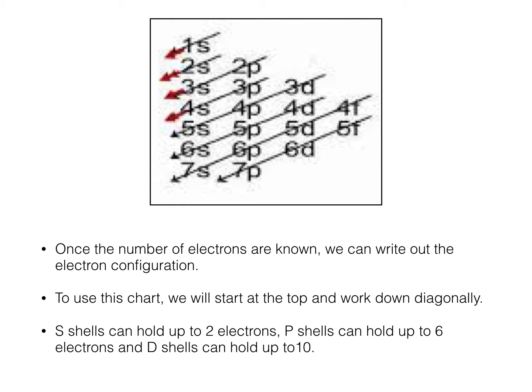Once the number of electrons is known, we can write out the electron configuration. To use this chart, we will start at the top and work down diagonally. Keep in mind the amount of electrons that each type of shell can hold. S shells can hold up to 2 electrons, P shells can hold up to 6 electrons, and D shells can hold up to 10.